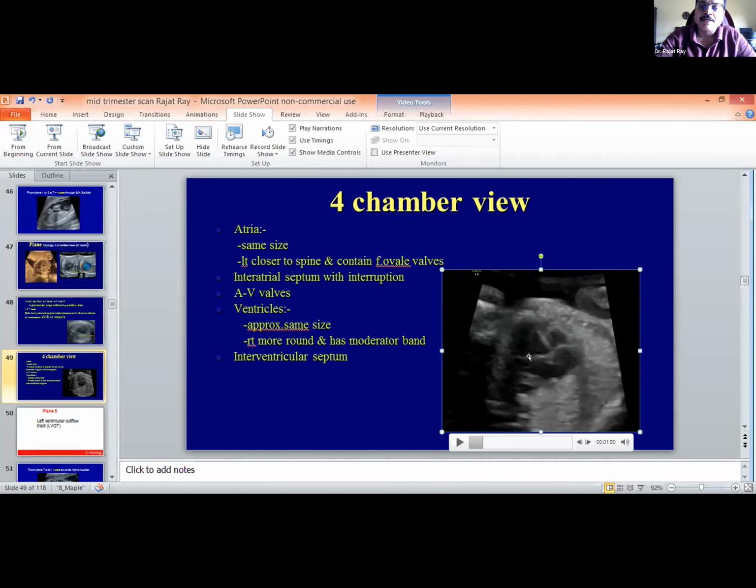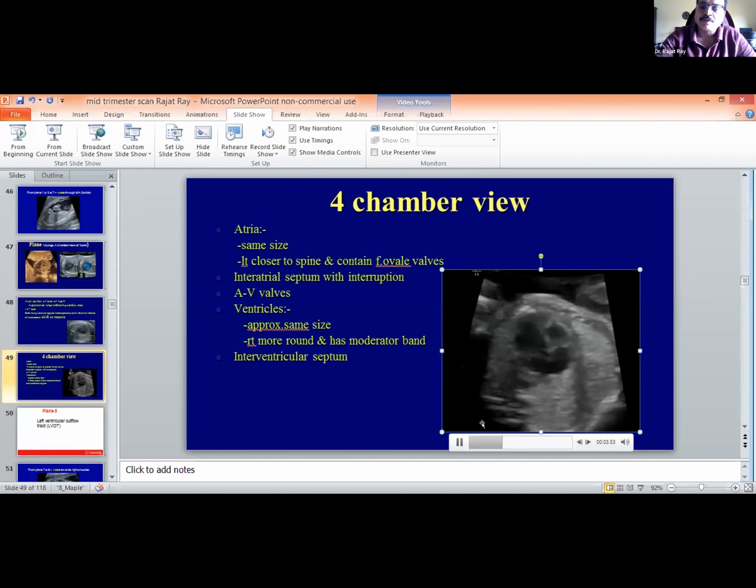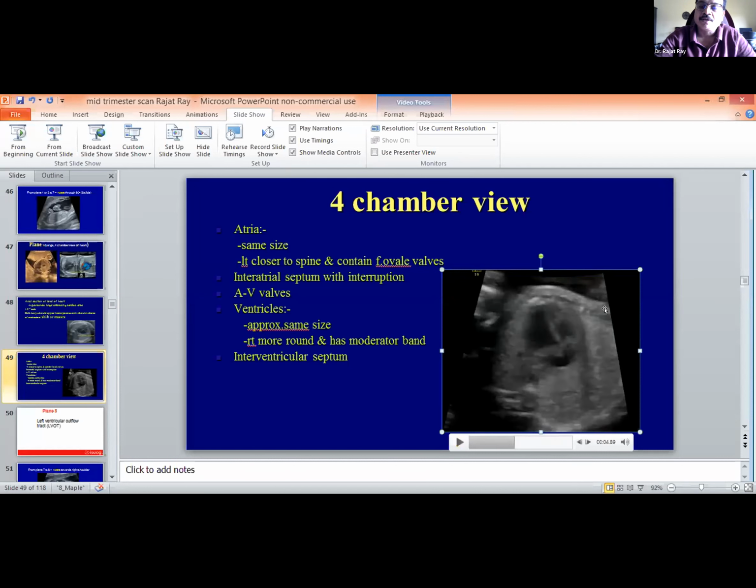And the ventricles will be approximately of the same size. Right will be more rounded and has a moderator band. You can see the apex of the left ventricle is empty, whereas in the right ventricle, there is some echogenic structure. So that is the moderator band. And you can see the intact interventricular septum. What is more important, you see the crux here. It is formed by interatrial septum, interventricular septum, and two AV valves.